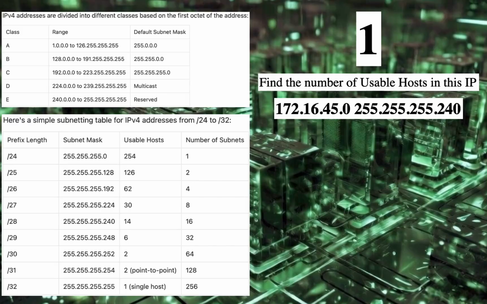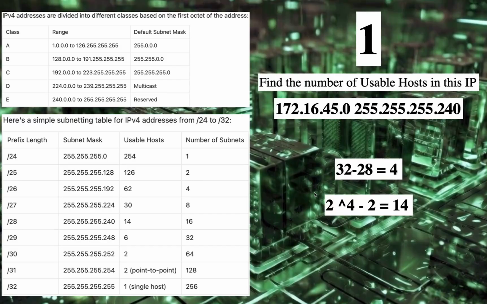First question is to find the number of usable hosts in this IP address. You see the subnet mask 255.255.255.240. We see that it correlates to a /28, meaning 28 network bits. 32 minus 28, and we get 4. We take 2 to the 4th power and subtract 2.